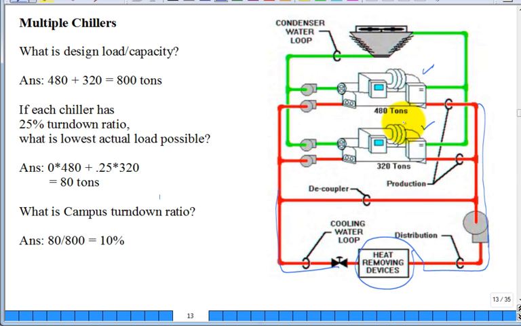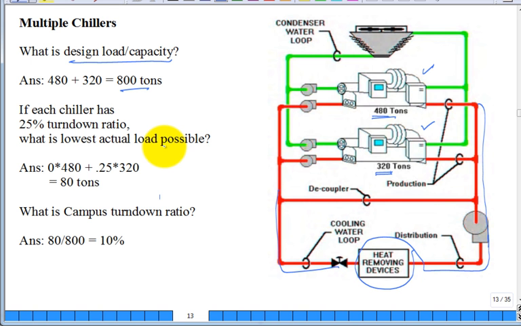Well, so you take a look at this system. It has only two chillers, and so there's 480 tons and 320 tons. So what is the design load or capacity of that system? Well, the answer is it's 800 tons, isn't it? If each chiller has a 25% turn-down ratio, what is the lowest actual load possible?